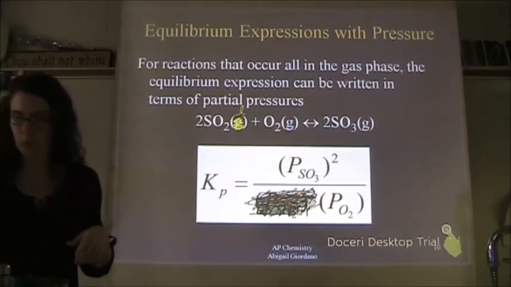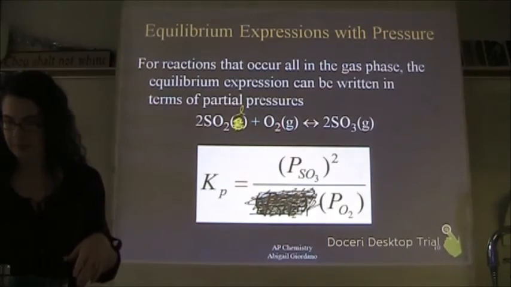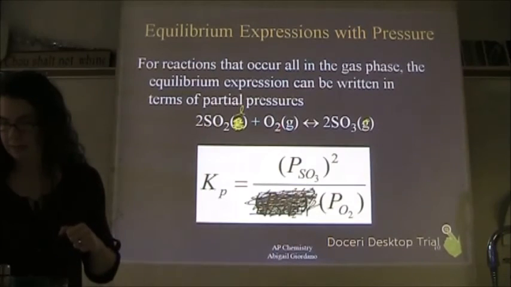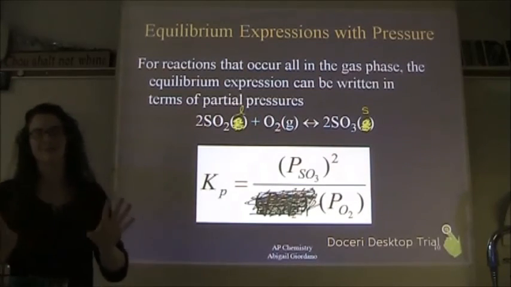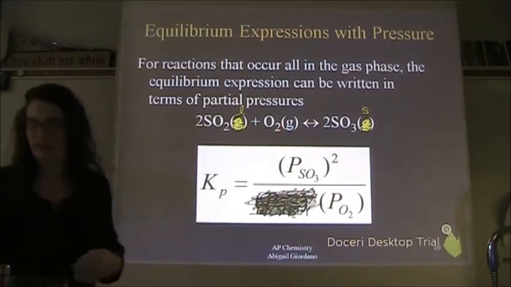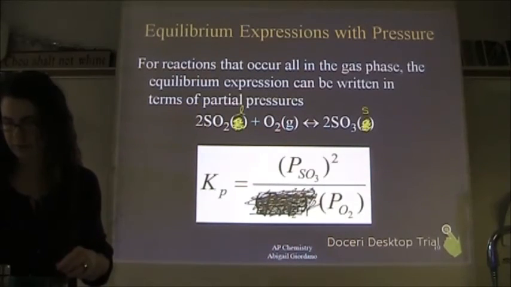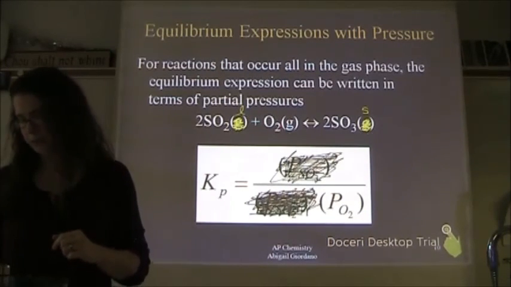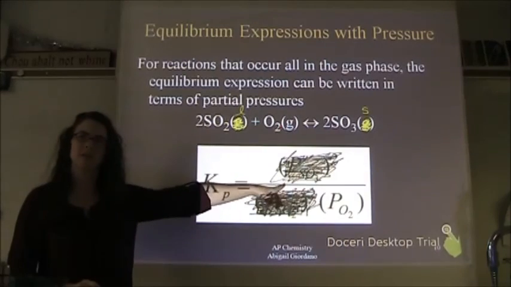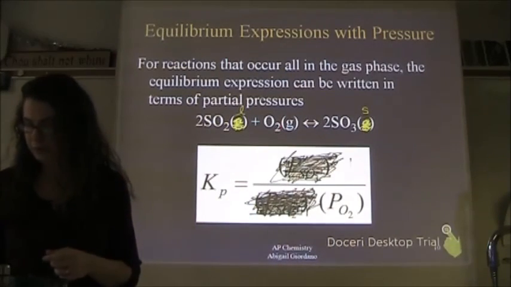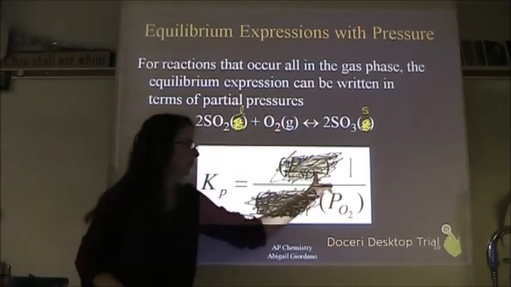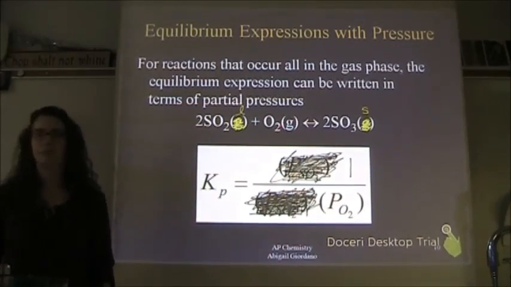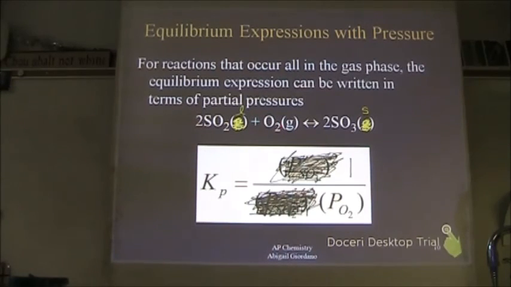Let me make one other change. What if sulfur trioxide is not a gas, it's a solid, which it isn't, but that means I can't include that either. I'll change color here. So that's gone. What's in its place? 1. Thank you for not saying 0. That is my expression all along. Okay? So the take-home message here is Kp expressions, gases only.